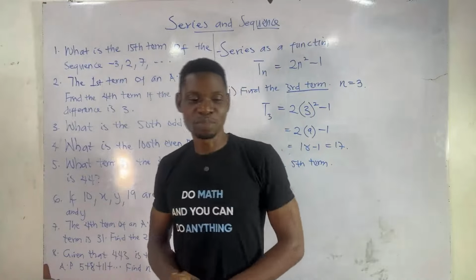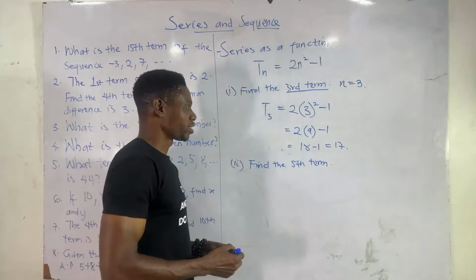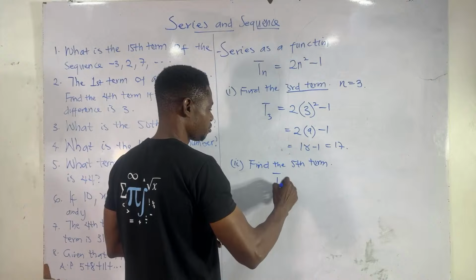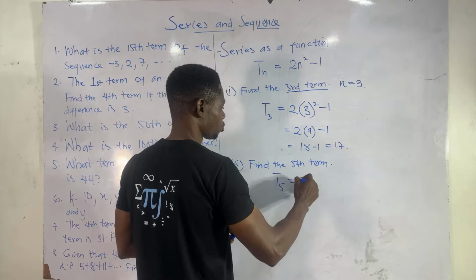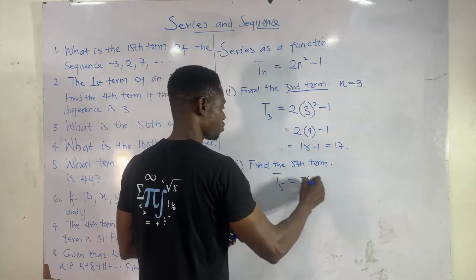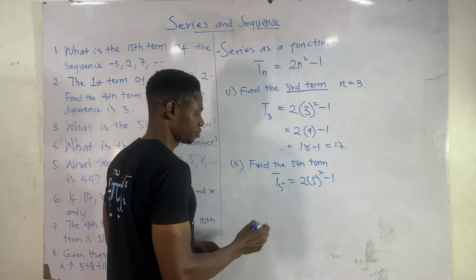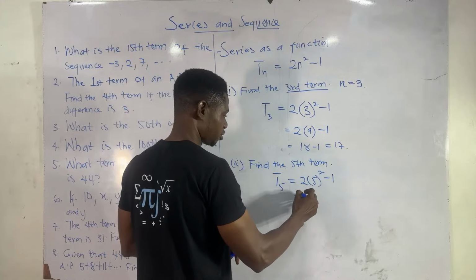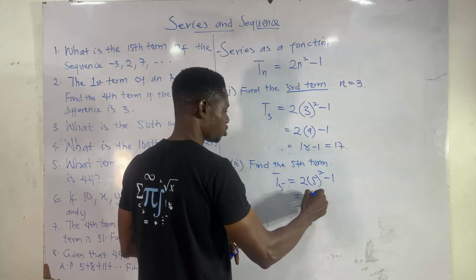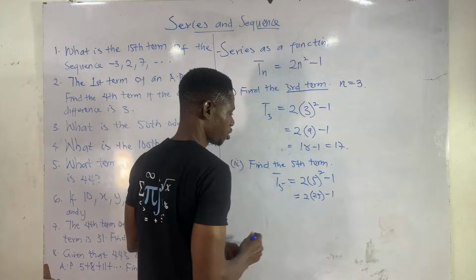Okay. Some persons got 49. So let's see it together. So the fifth term, T5, will be what? 2 multiplied by n, which is 5, squared, minus 1. And that will give us what?